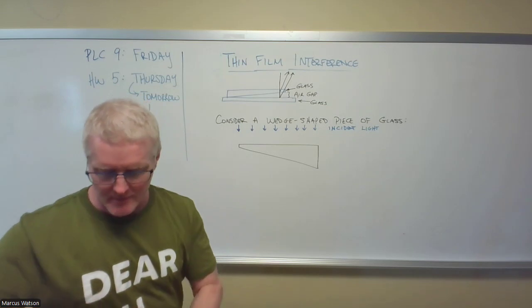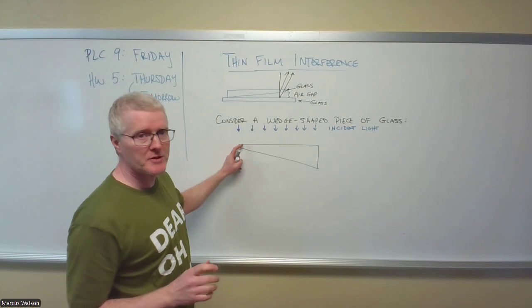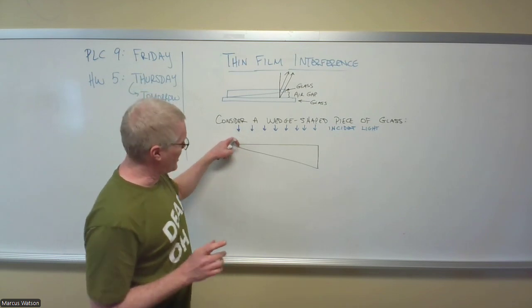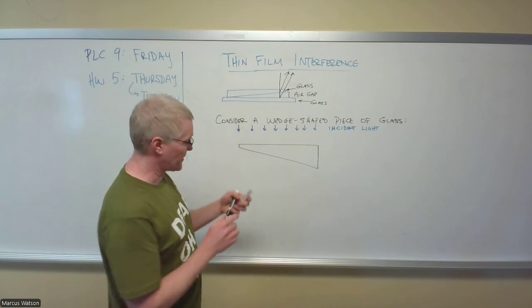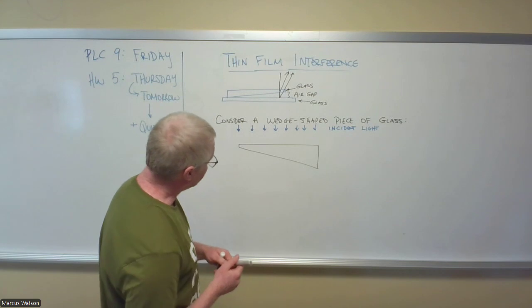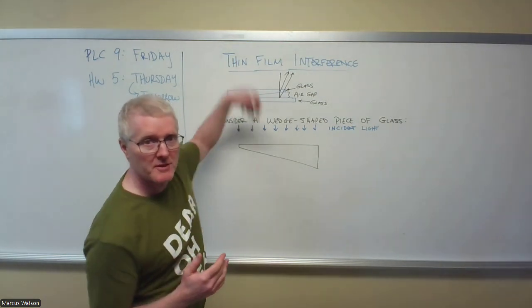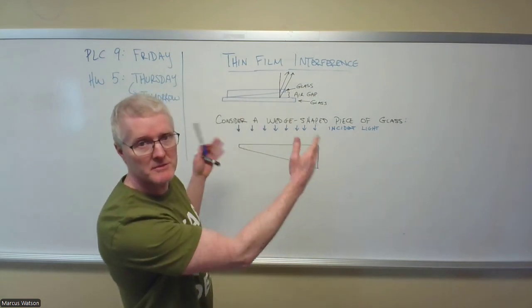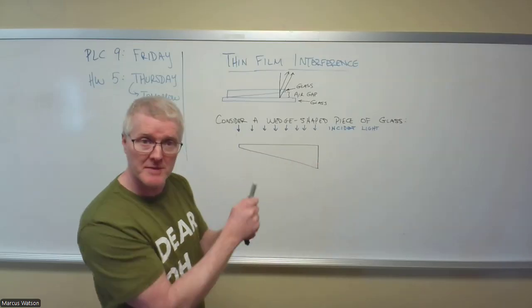So I want to look at the interference between light beams that reflect off the top and then reflect off the second surface of the glass here. Now, let's suppose that the person observing from above sees a grand total of 10 bright fringes, one on either end, and then 9 dark fringes in between.